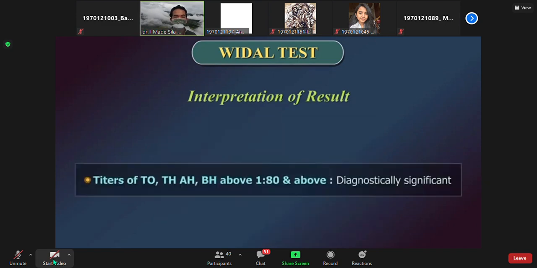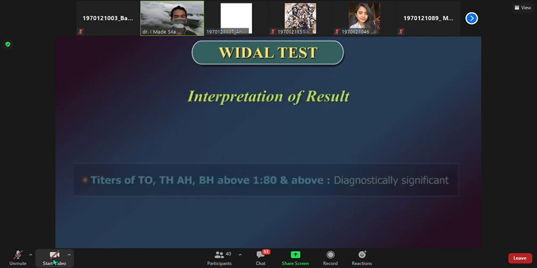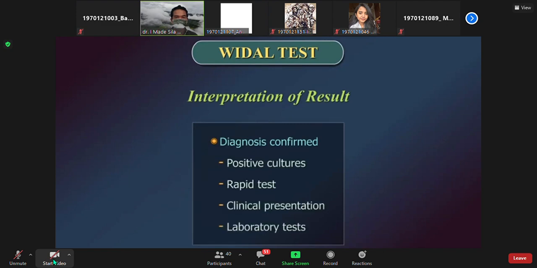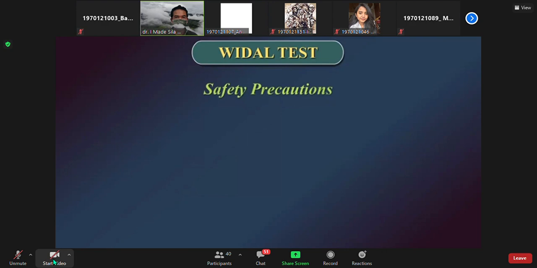Titers of TO, TH, AH and BH of 1:80 and above are taken as diagnostically significant. However, the diagnosis should be confirmed with positive cultures, rapid tests, clinical presentation, and other laboratory tests.